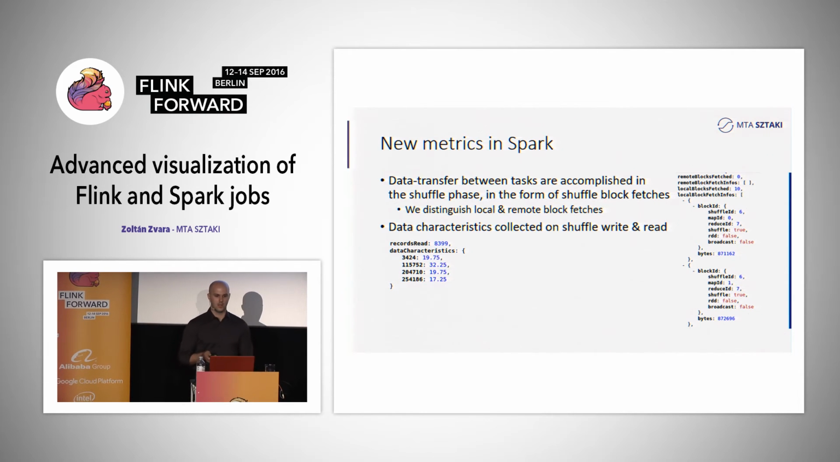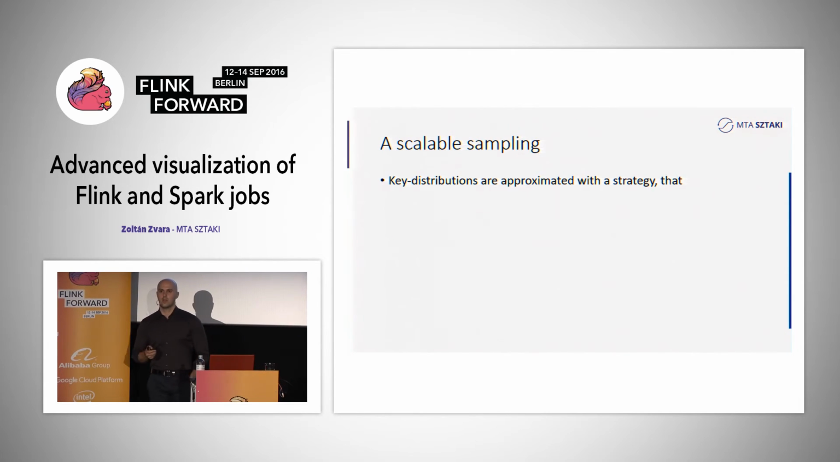And this is a very nice example of such data characteristics, where you can see we approximate the distribution of the key or the frequency, and we also have the local block fetching infos available in the REST APIs. Now, you can ask, okay, now that we have this information, but actually how do we approximate the key distributions? How do we collect the data characteristics?